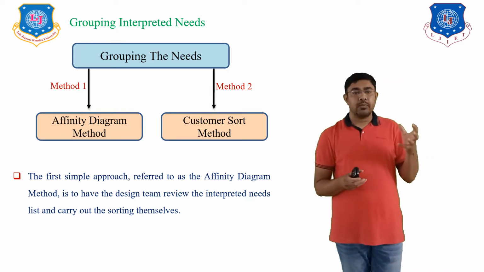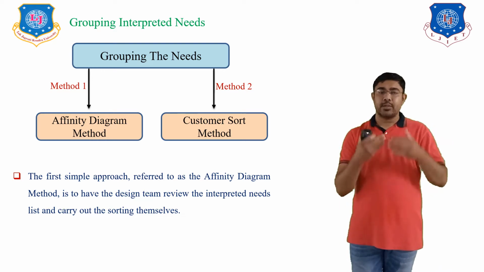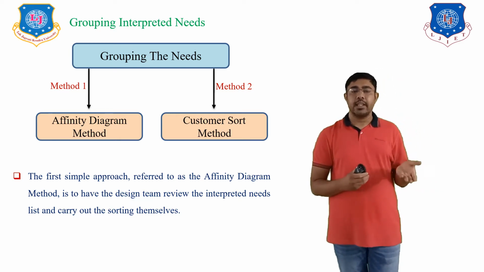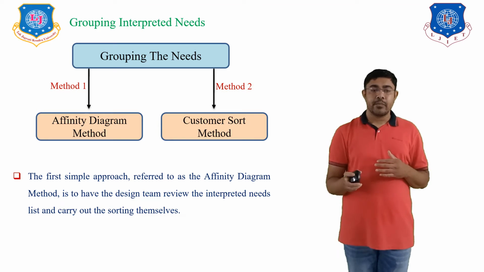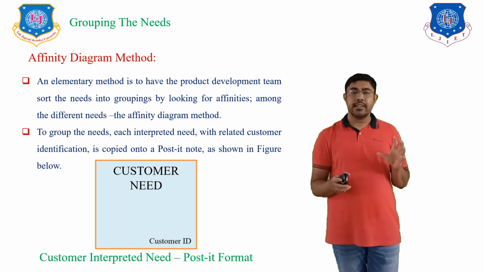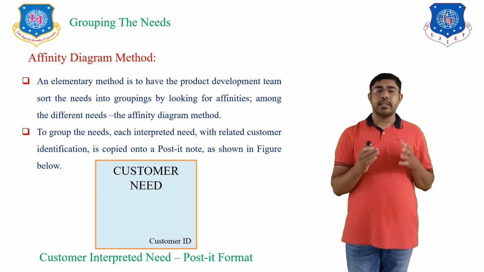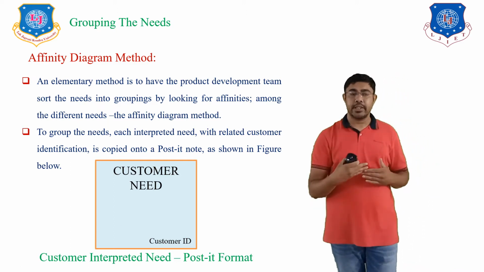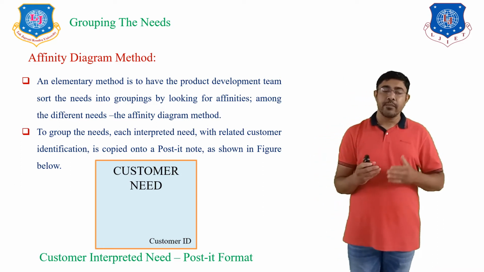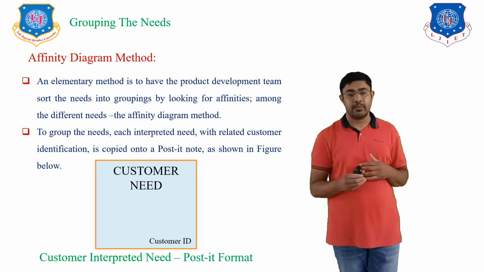As we know, from the methods of collecting customer needs data, we have a list of interpreted needs, and these needs have to be reviewed by the design team, who then carry out the sorting themselves in the affinity diagram method. For that, the design team must have collected the list of interpreted needs from sufficient customers to use in the design or product development process.